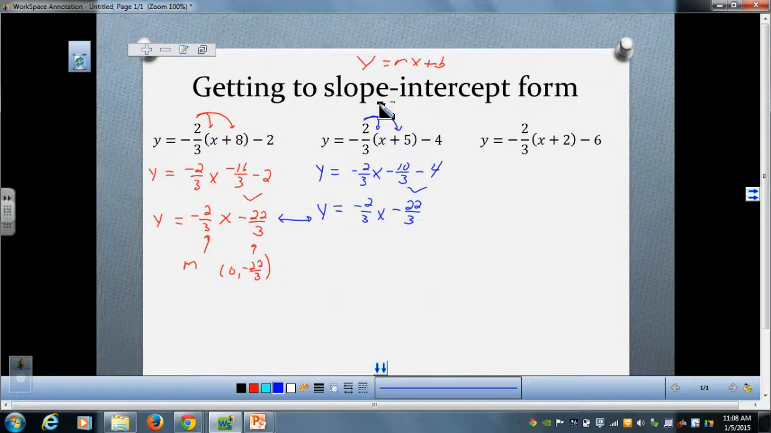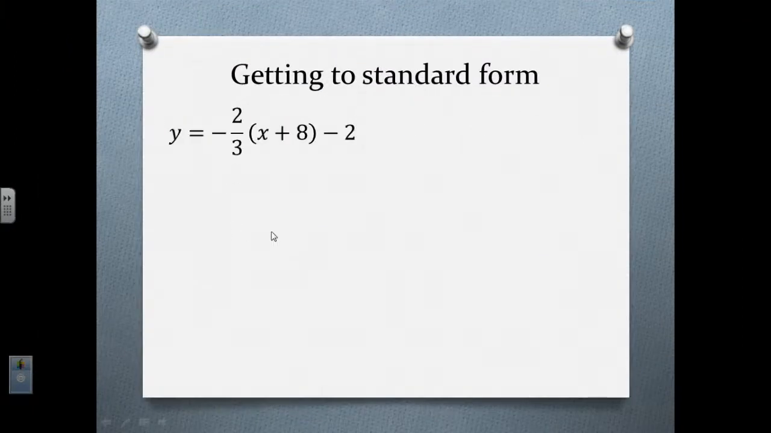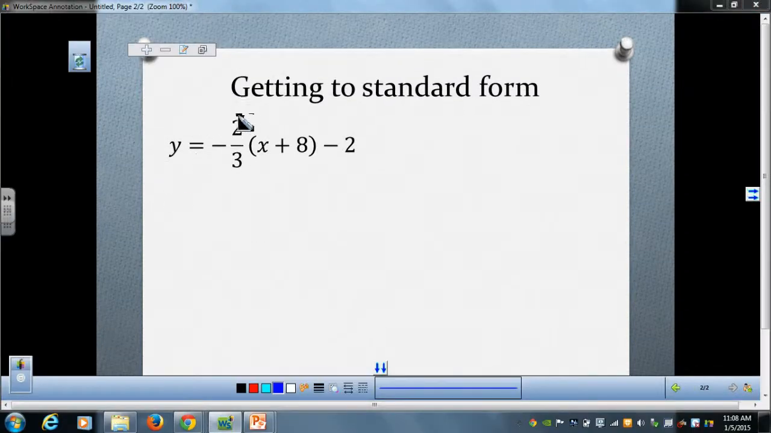Now, what we're going to do is talk about how to get to standard form. This is really just another progression. We do this the same way we started the prior problem: we have to get to slope-intercept form first, and then we will take slope-intercept form into standard form. So I'm going to do the same thing I did in the prior slide. I'm going to distribute our negative 2/3 here.